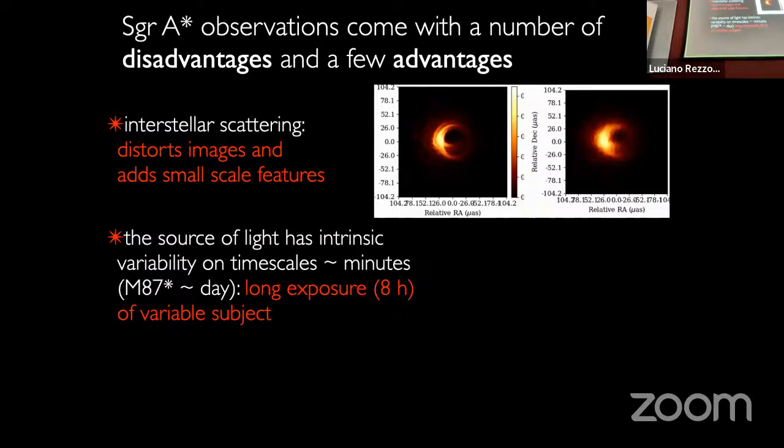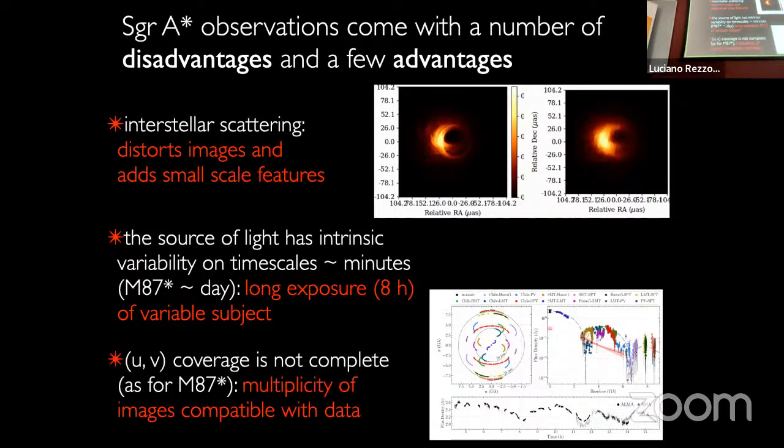Then another, more severe problem is variability. The time scale of things happening goes with the mass of the black hole. So if you calculate the time scale, in the case of Sagittarius A star, it's about minutes. In the case of M87, it's about days. That's why they look almost similar on different days. But you have to take 8 hours, as I explained. So you have to take an exposure of 8 hours for something that is changing every 8 or 10 minutes. It's like taking a photo of something moving very fast.